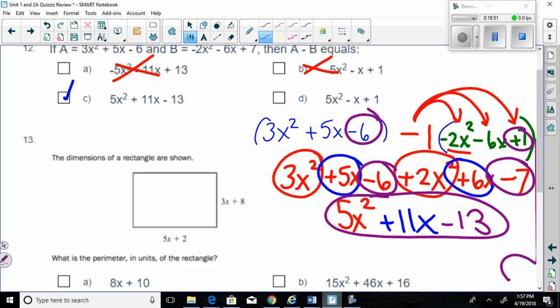Good. Sorry. Well, I got C and I didn't put the negative 1. So if you remember to switch, so did you do, okay, 3 minus negative 2, like in your head?